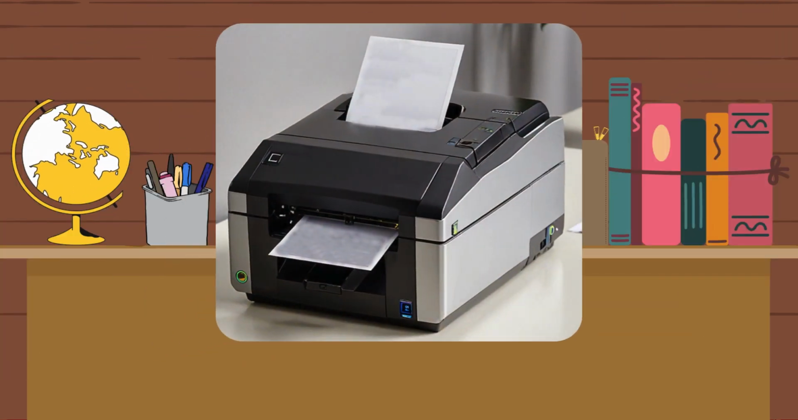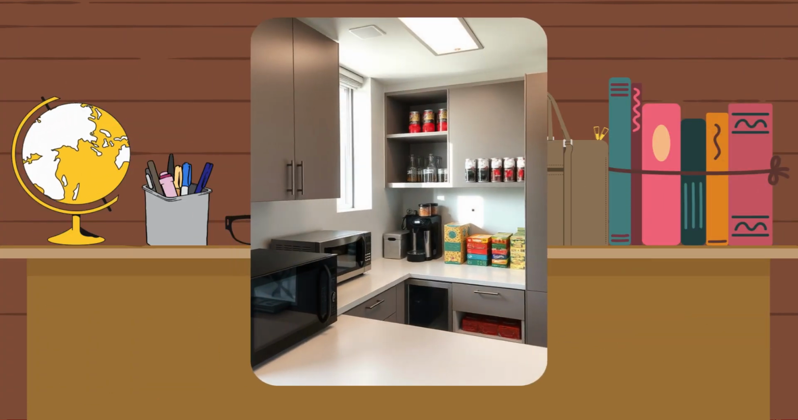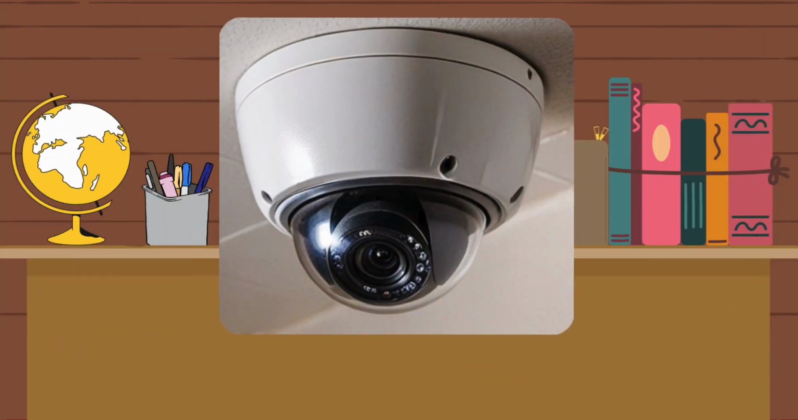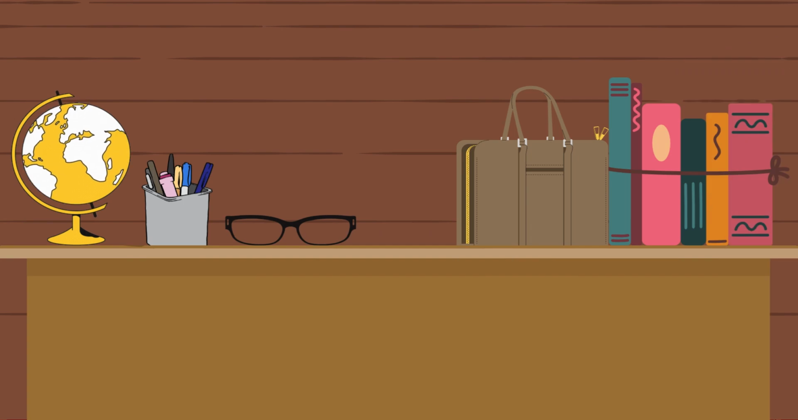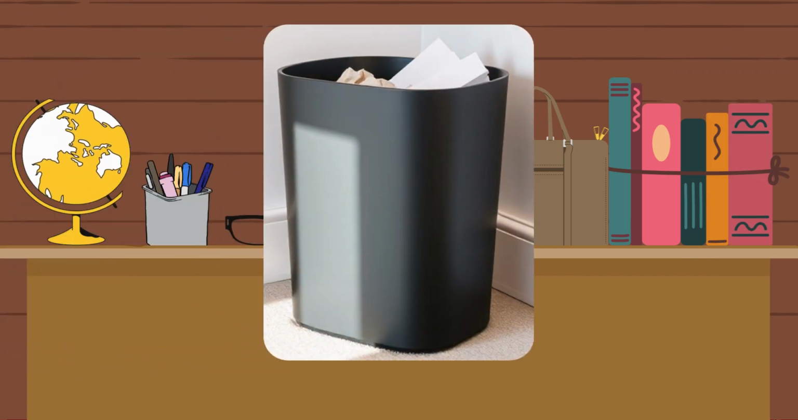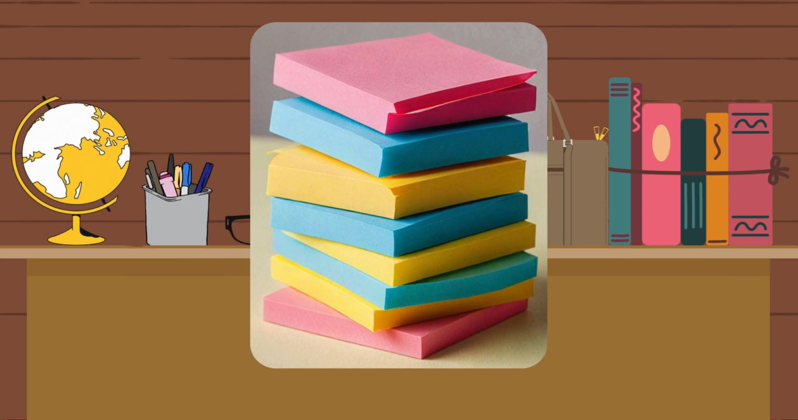What is this? This is a card printer. What is this? This is a pantry. What is this? This is a CCTV camera. What is this? This is a recycle bin. What are these? These are post-it notes.